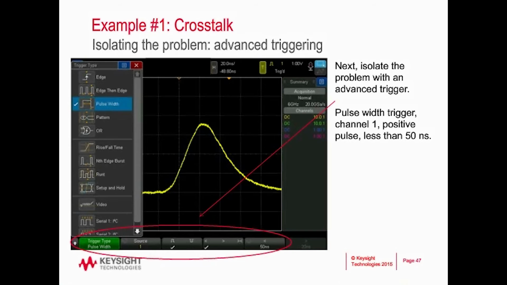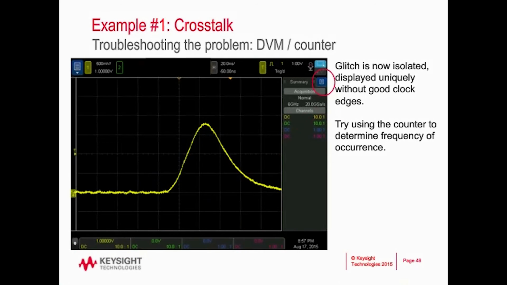So we first set up a pulse width trigger that isolates specifically on the glitch. In the trigger menu, we change the type from edge to pulse width, and then we define the settings to look for a positive pulse less than 15 nanoseconds wide on channel 1, which you see circled down below. And as you see on screen, we've locked in on the glitch.